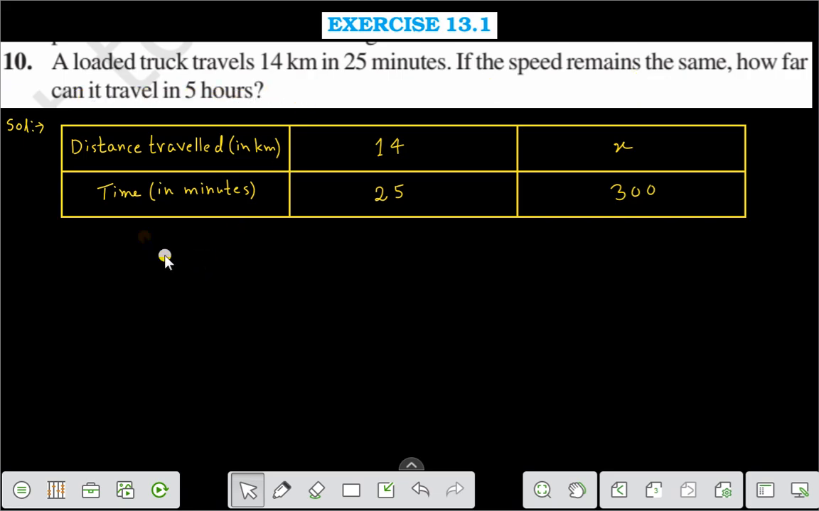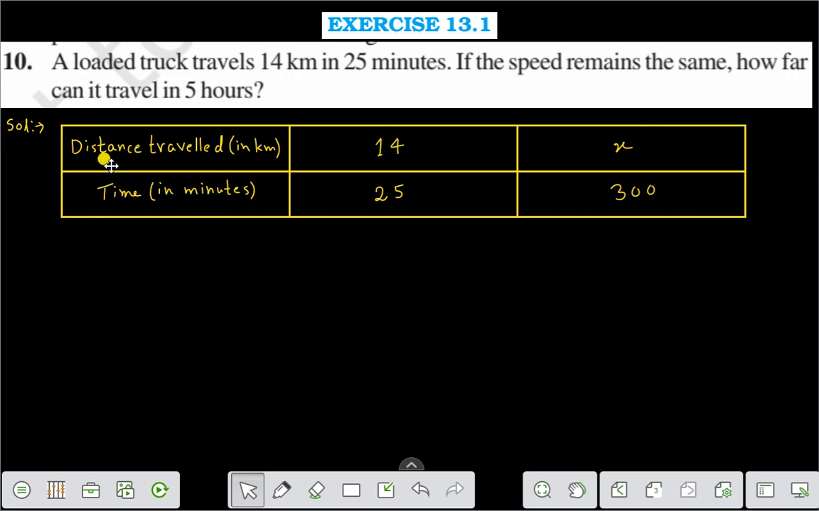Here you see, we have given the information in a tabular form. Distance traveled in kilometer: when the distance traveled is 14 km, time taken is 25 minutes. If the speed remains same, how far can it travel in 5 hours? If the time taken is 5 hours, that means 5 into 60, that is 300 minutes, right? When the time is 300 minutes, what is the distance traveled in kilometer?